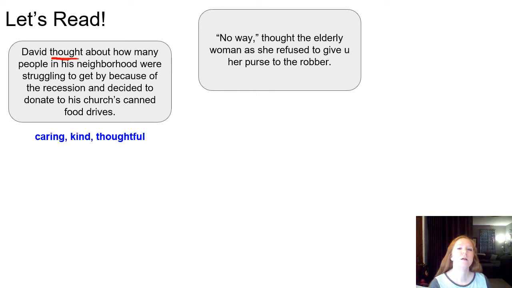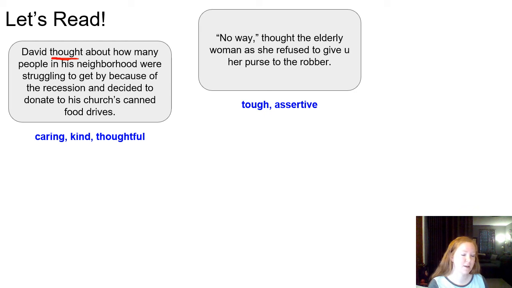Next we have, "No way," thought the elderly woman as she refused to give up her purse to the robber. This is her speech, her dialogue, her spoken words. What does the fact that she said no way when someone was attempting to rob her say about her personality? Take a second and think about what you would answer before I talk about mine. I would say that it shows that she's tough and that she's assertive.